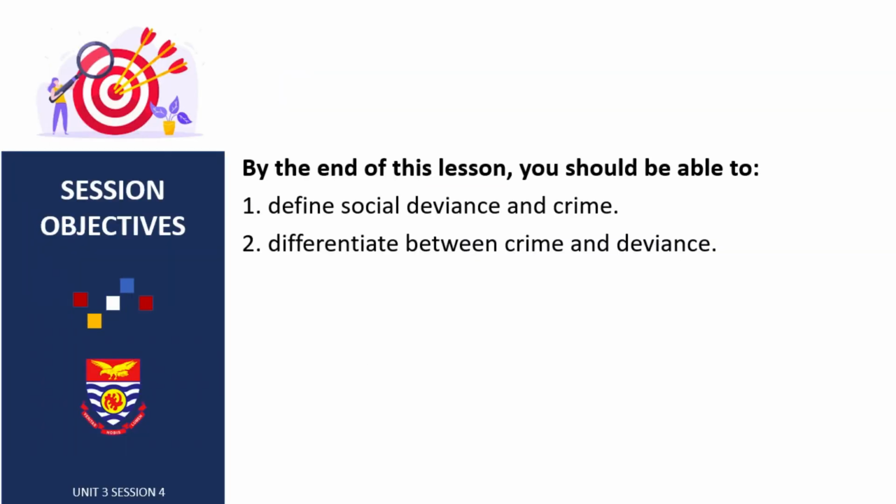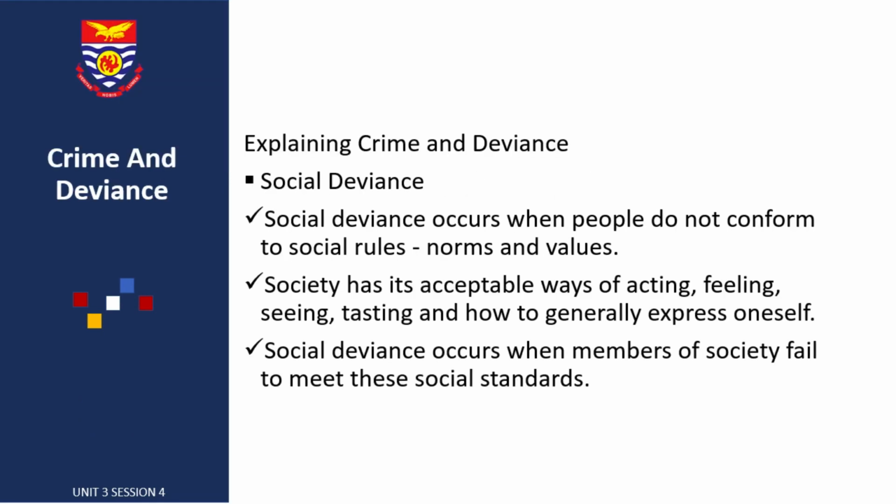At the end of this lesson, you should be able to define social deviance and crime. You need to be able to differentiate between crime and deviance. In explaining crime and deviance, we will first talk about social deviance.